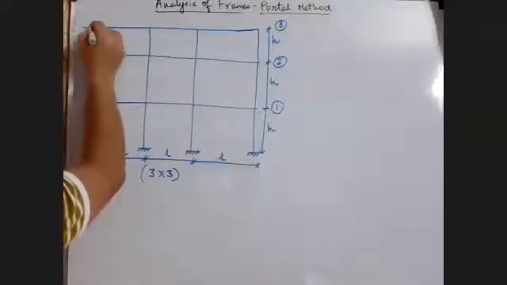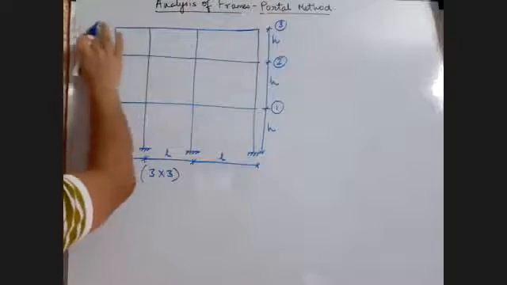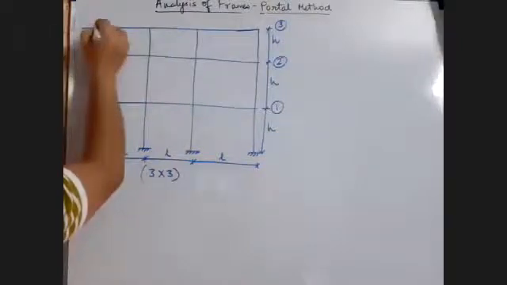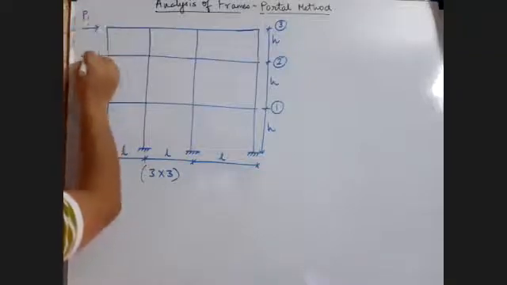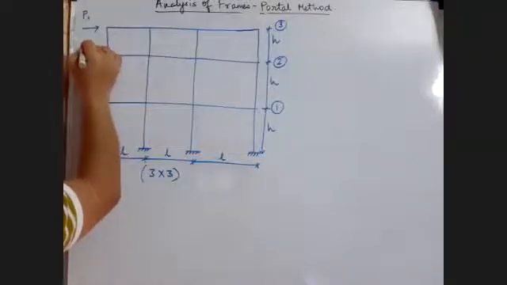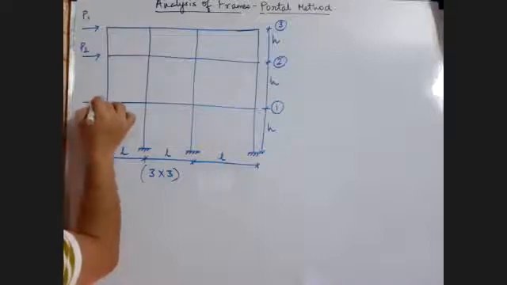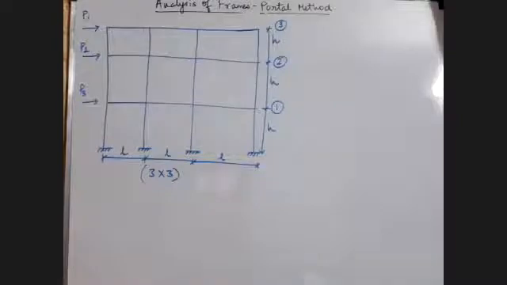And let me consider in my problem, my horizontal loads are given. Always remember the horizontal load in each floor level will be given in the problem. So P1, P2, P3 are the 3 lateral forces. P1 is acting at story 3, the highest story. P2 is acting at story 2, and P3 is acting at story 1.